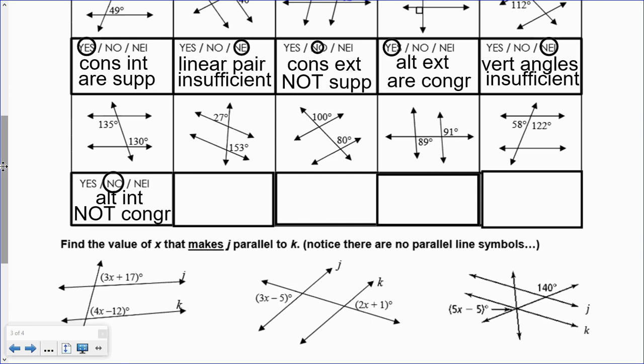And what should be true about consecutive angles? So check. Do those numbers add to 180? Yes, they do. So are these lines parallel? Yes. Because I chose consecutive interior because I moved the 27. If you move the 153, then you'd say consecutive exterior. It depends on which angle you want to move. So consecutive interior or exterior, depending on what you do, are supplementary.